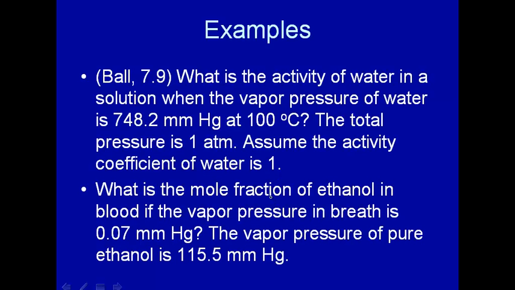Well, let's do a couple examples. This is an example out of the Ball textbook. It's 7.9. What is the activity of water in a solution when the vapor pressure of water is 748.2 millimeter mercury at 100 C and at 1 atmosphere pressure? And assume the activity coefficient of water is 1.